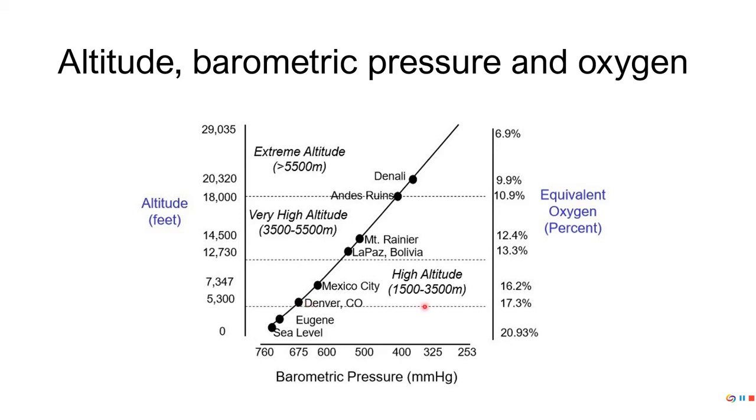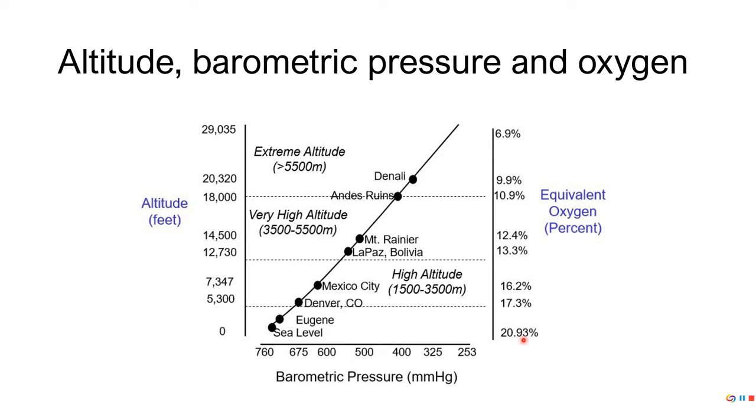And then we go on so forth to Denali, we're about 380. And up at the top here, this is where Mount Everest is. Okay, so on the y-axis on the left, we have the altitude. On the x-axis, we have barometric pressure. And then over here on the right y-axis, we've just got the equivalent oxygen percent.